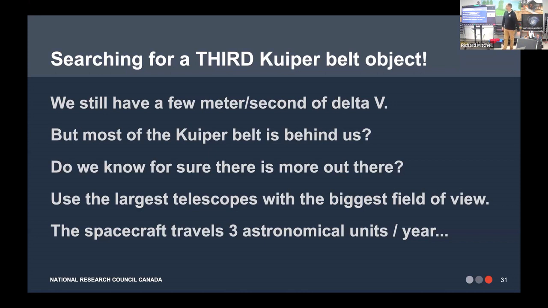Okay, I'm going to wrap up quickly here. The spacecraft's still healthy, working great. It's flying at 12 kilometers per second out of the solar system. Every year it goes 3 astronomical units. We are desperately searching for something else for the spacecraft to encounter. There is a 1% chance that we will find something.